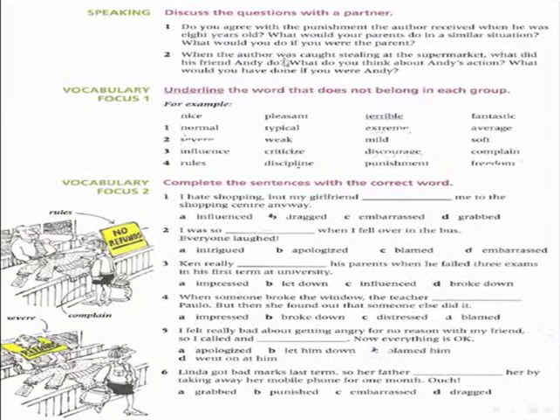2. When the author was caught stealing at the supermarket, what did his friend Andy do? What do you think about Andy's action? So first here, when the author was caught stealing at the supermarket, what did his friend Andy do? We know that he left him. And he left the store and ran away.